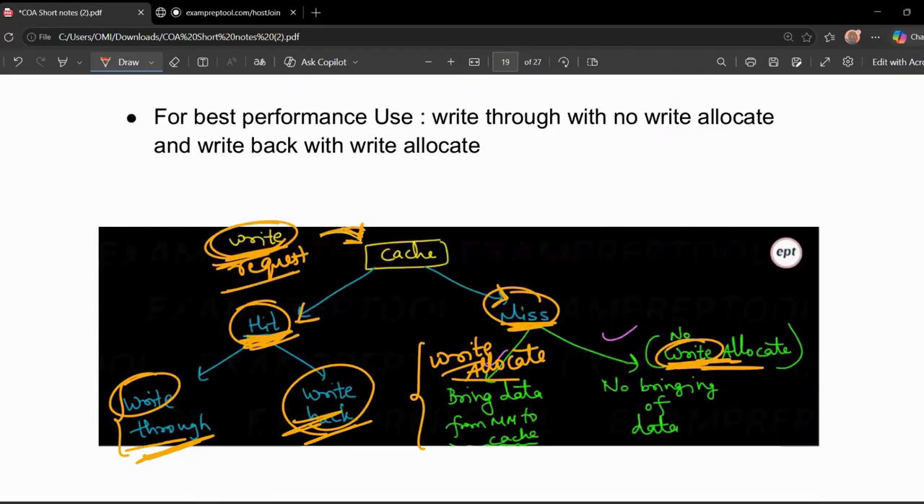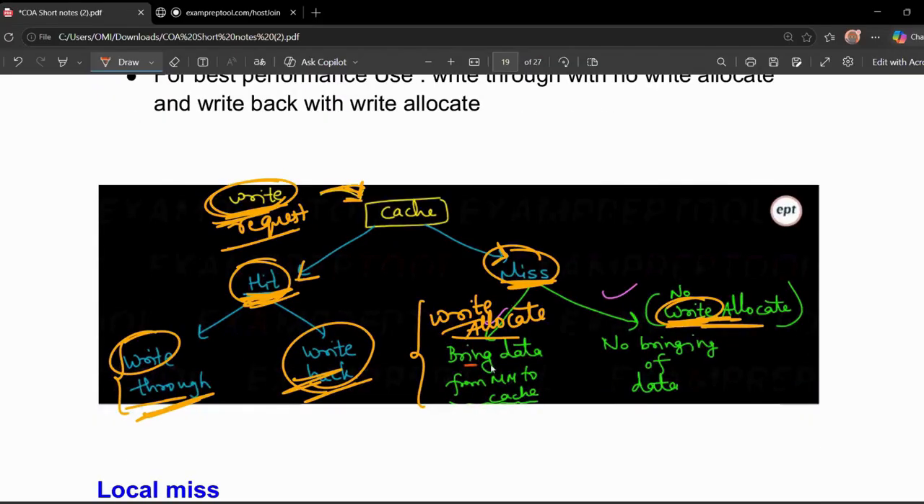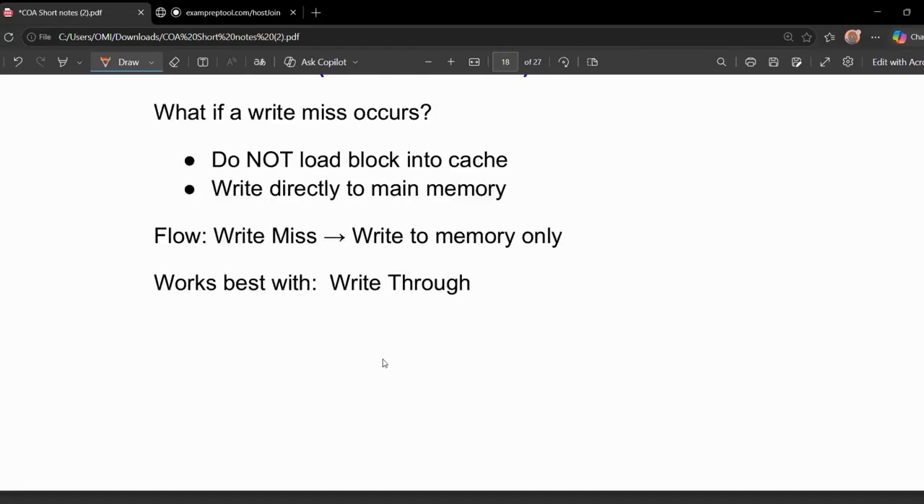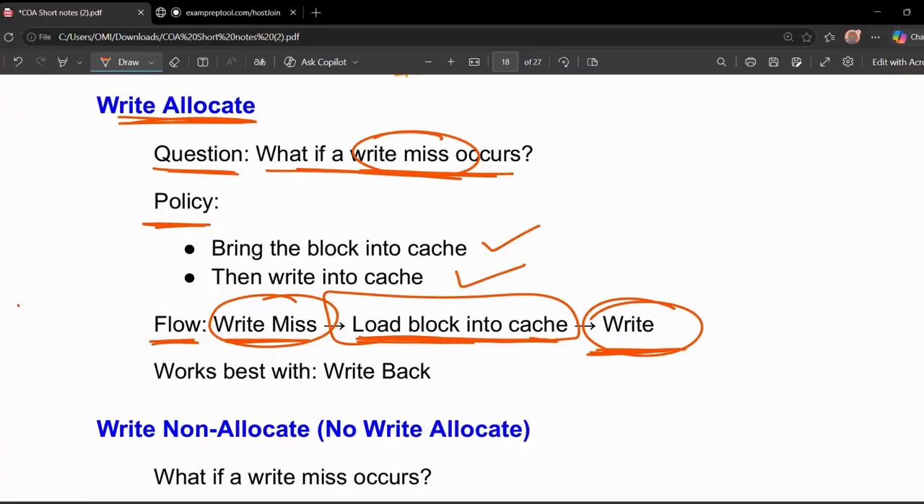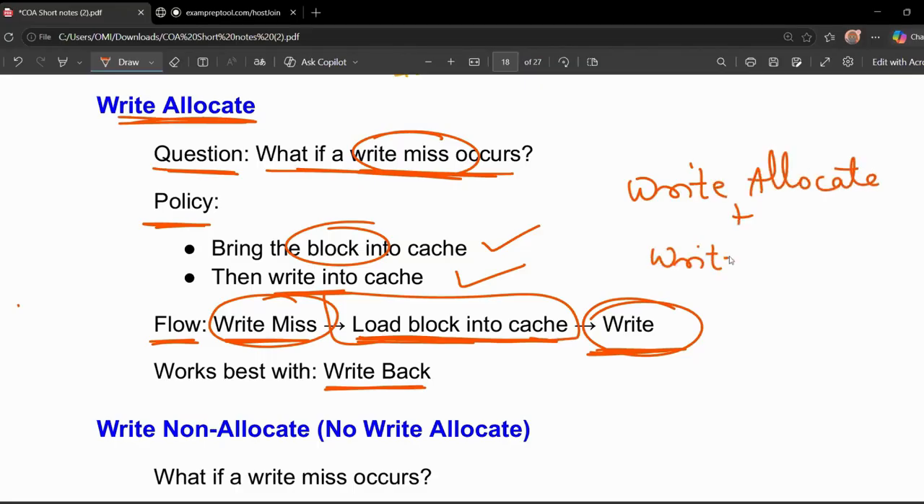See here, it's bringing the data from main memory to cache. You bring the block into the cache and then you write it, and it works best with write back. So write allocate plus write back.